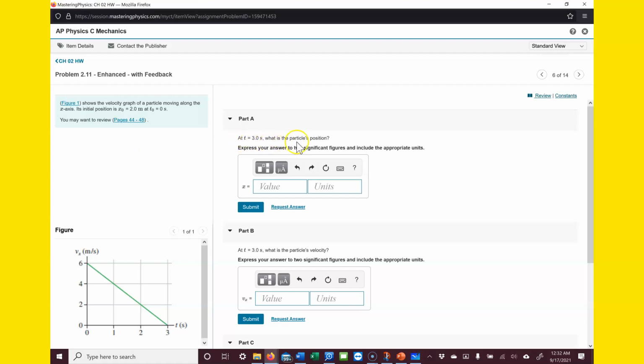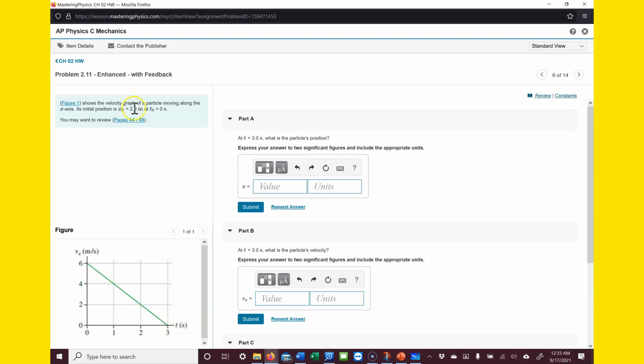Alright, at t equals 3 seconds, what is the particle's position? All we have to do is determine how position is related to a velocity graph. It's the area between the curve and the x-axis, or the t-axis in this case. So what's the area of this triangle? It's going to be 1/2 times 3 times 6, so half of 18, which is 9. That's the displacement. If the initial position was 0, that would be the final position.